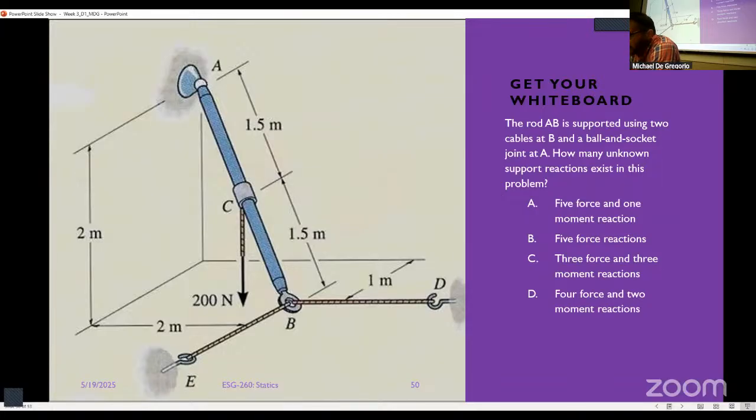So remember, think about how this is allowed to move, right? Think about what directions are constrained. What reactions are we looking for? What's a ball and socket joint allow you to do? How does force transmit along cables?